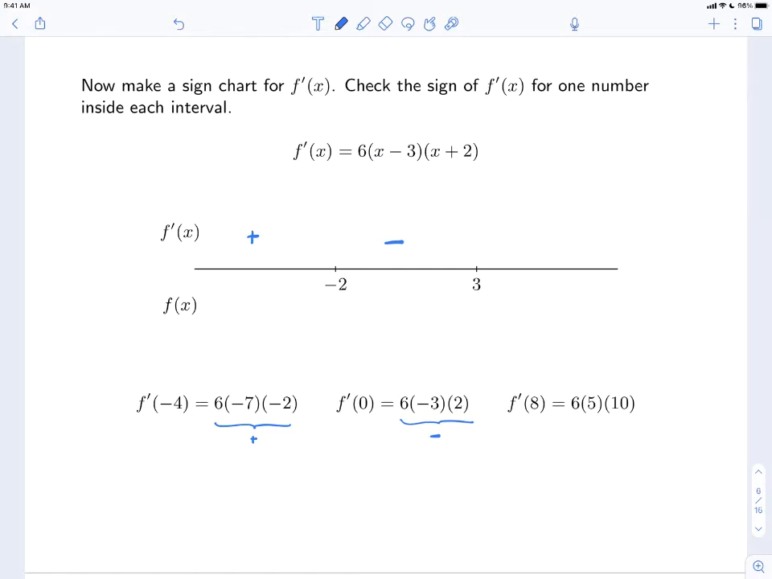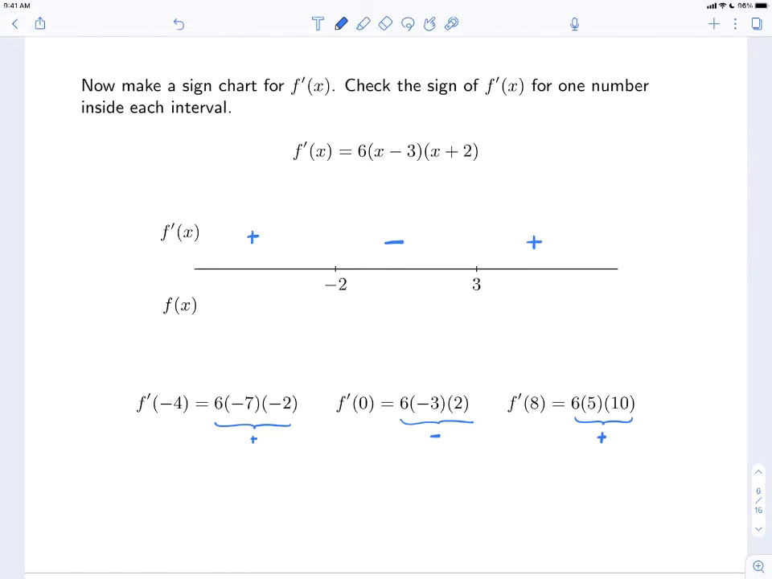And finally, to the right of 3, we can pick any number that we want, so for no particular reason we pick 8, just because we can. So that gives us 6 times 5 times 10, which is a positive number. And so we put a positive in our sign chart to the right of 3.